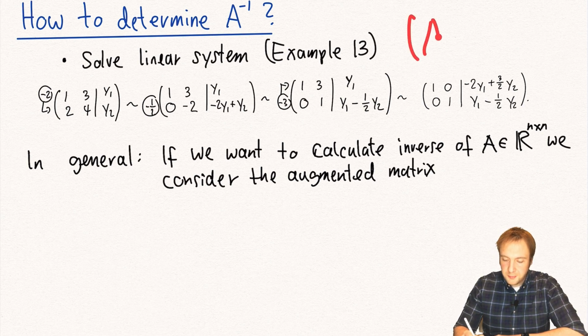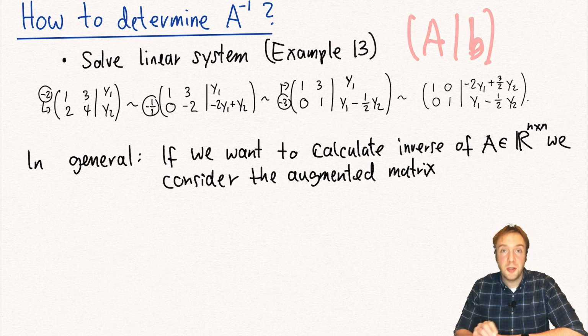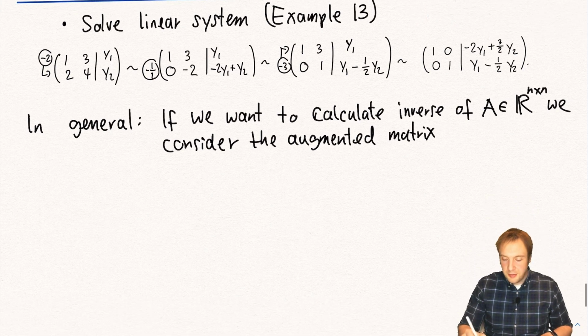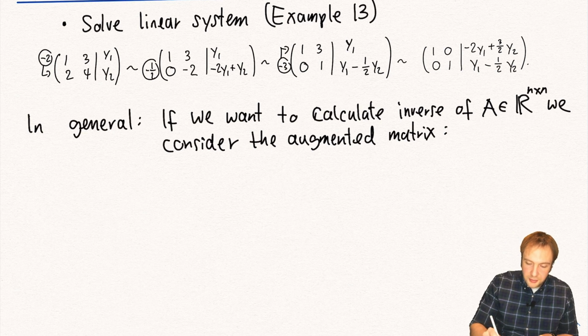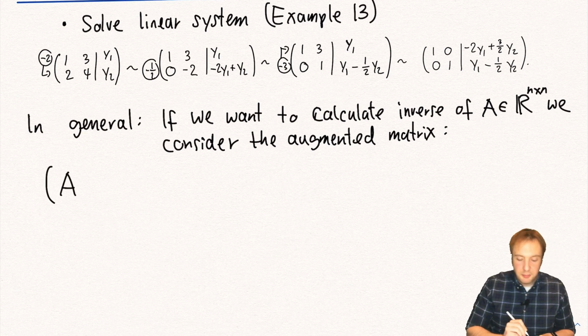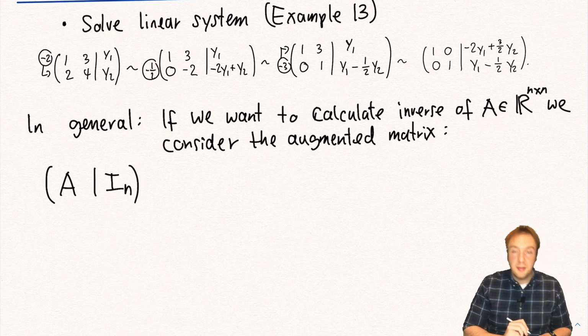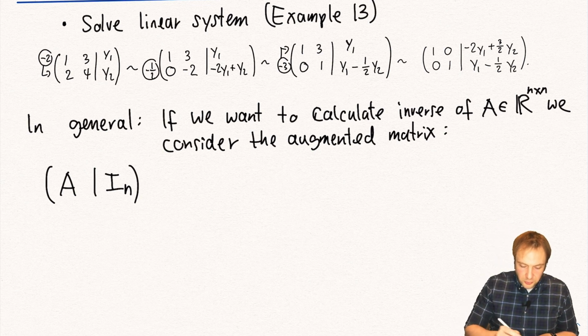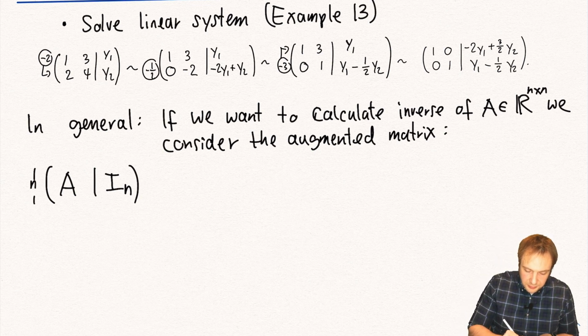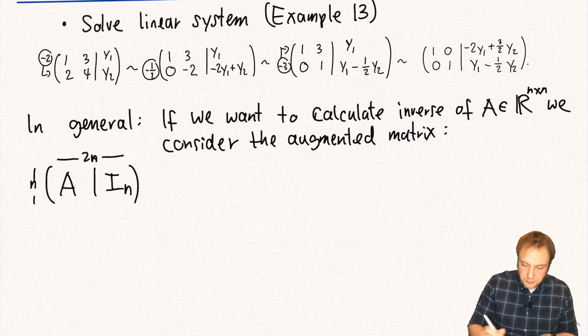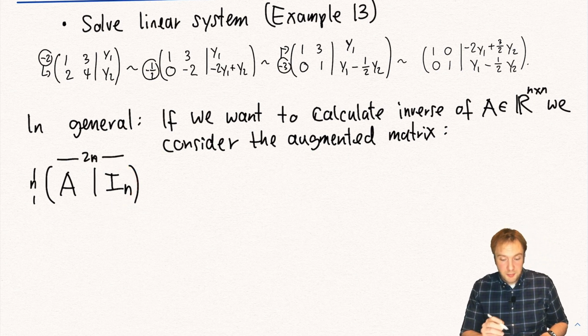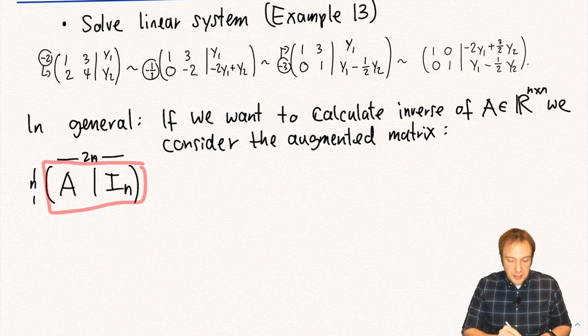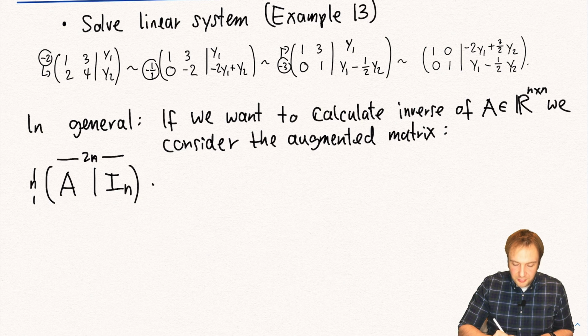Before, augmented matrix meant that we take the matrix A and put a vector next to it, but instead of putting a vector there, we will now put a matrix there, and more precisely the identity matrix. So if I have a matrix A, I put it here, then we again draw a line, and here we now put the identity matrix. So this in total will be an n times 2n matrix, because this is also an n by n matrix. And for this n times 2n matrix we again calculate the row reduced echelon form.